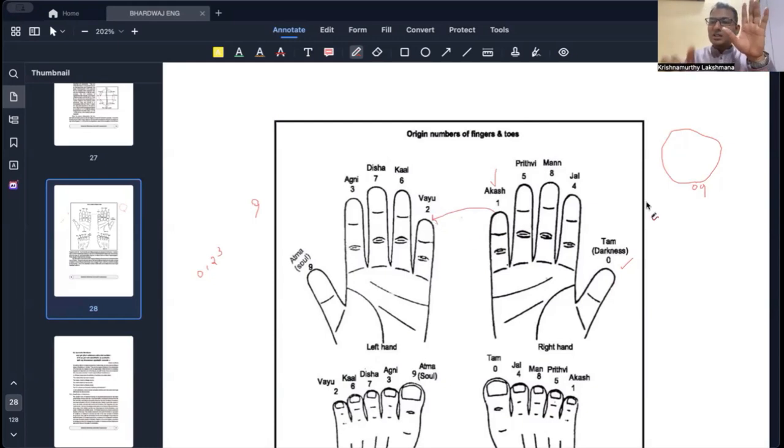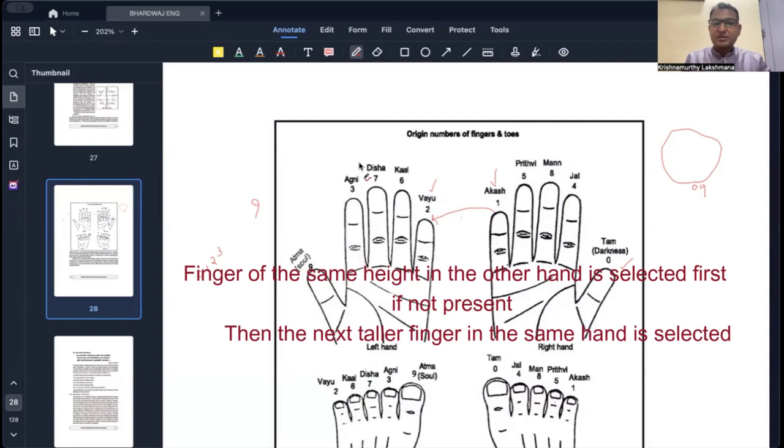When I end, it should be the same place, so I will use the thumb in the end. So number 2 is the left small finger, of the same height. After the left small finger, which is the next taller finger? The left index finger. So I put it as 3.